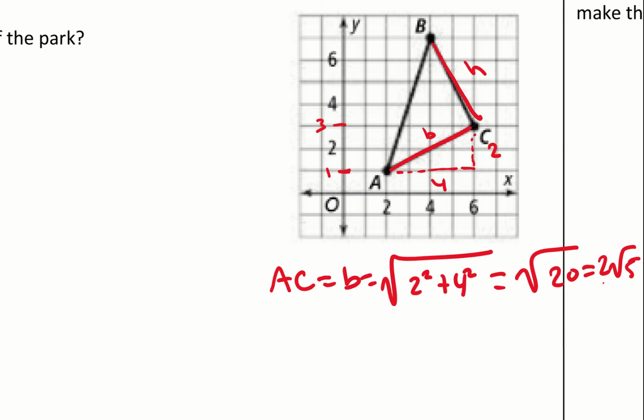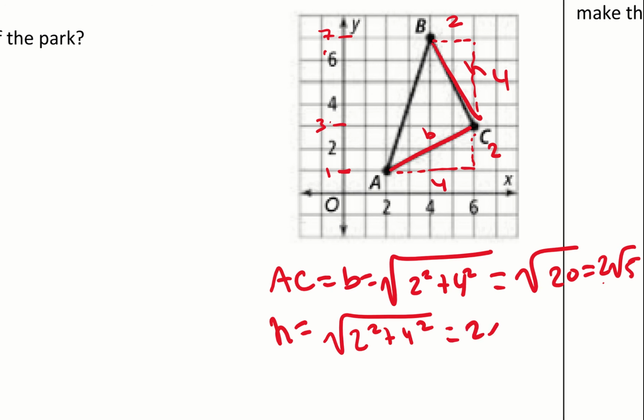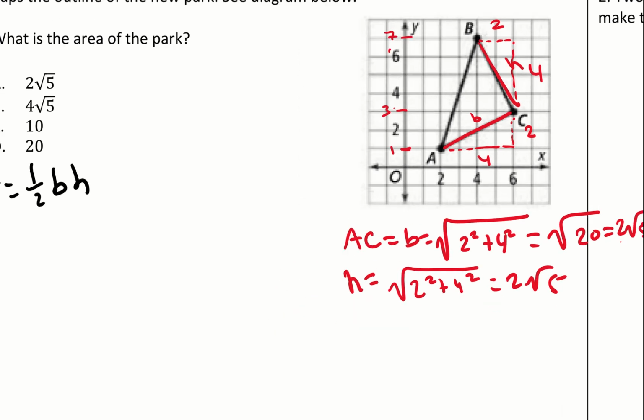All right, so let's go ahead and do h. For h, the x component is 2, going from 4 to 6. And the y component goes from 7 to 3, which is 4. So it looks like it's the same thing. H is actually the same thing as AC. 2 squared plus 4 squared, so it's going to be 2 square root of 5. So they're both the same. Then we can plug it in.